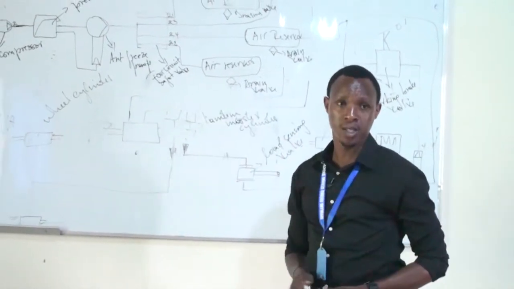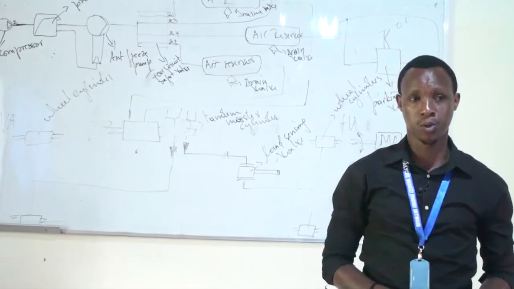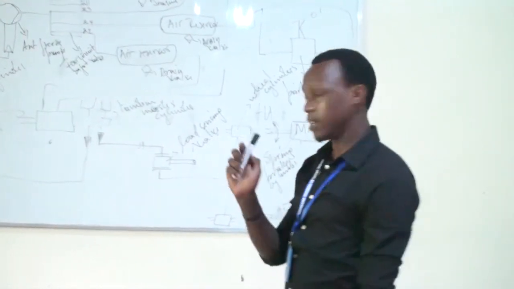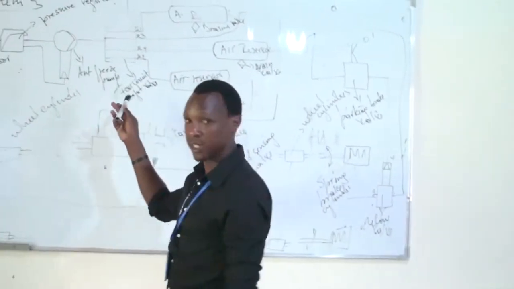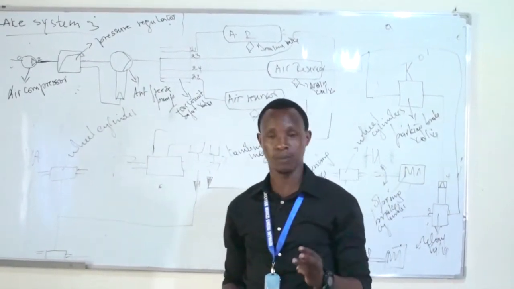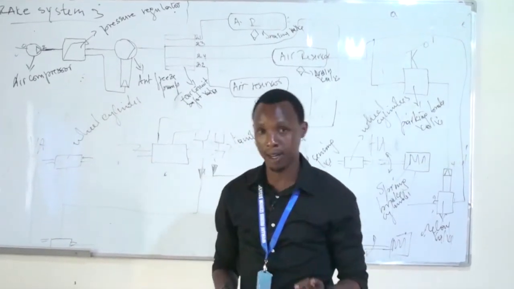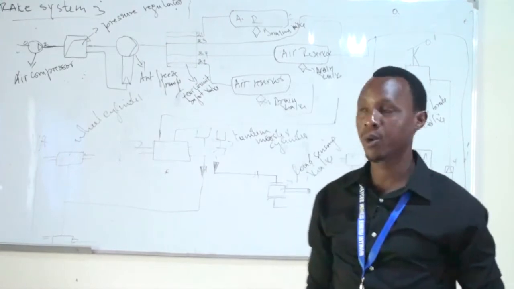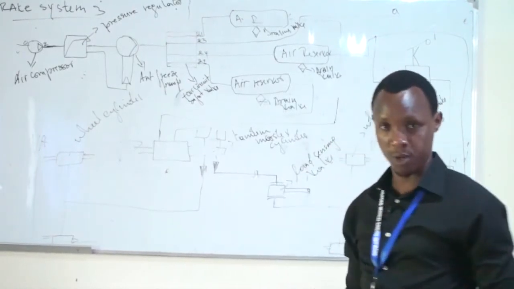So we are going to see the operating principle of this circuit. The operating principle of this circuit is based on the service brake system and secondary brake system, as well as the parking brake system. We are going to see how it will be done.